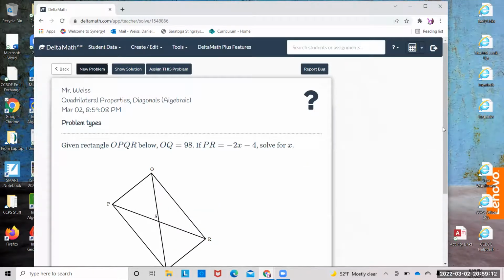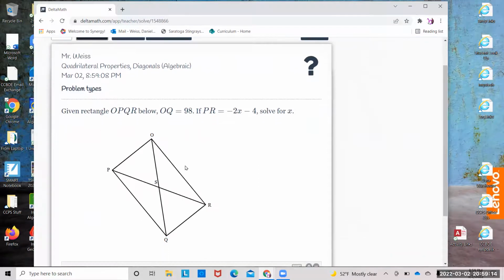OQ is 98. PR is negative 2x minus 4. If it's a rectangle, this guy is equal to this guy. So solve for x. 98 equals negative 2x minus 4. Solve for x.